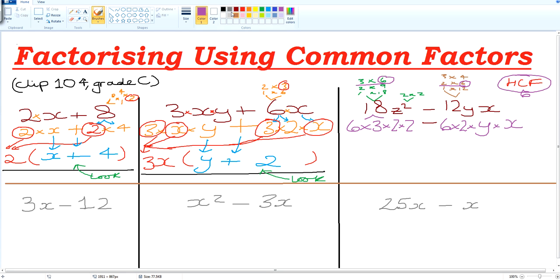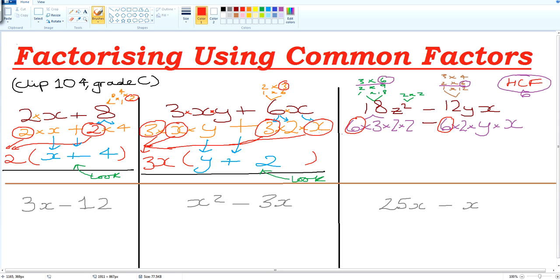Now we do the same as we did in the previous exercise. We start circling. We have a 6 here and we have a 6 here. The 3 is not common. Is there anything else? The z squared, that's it. Is there anything else which is common? No, lovely. So let's pull the 6 out.